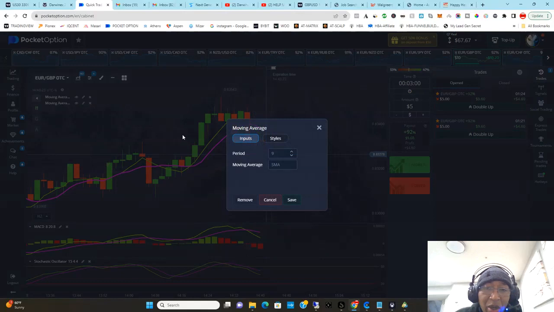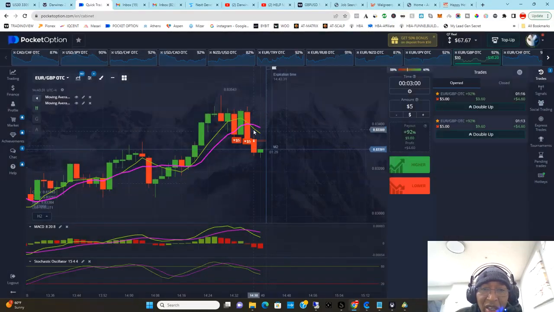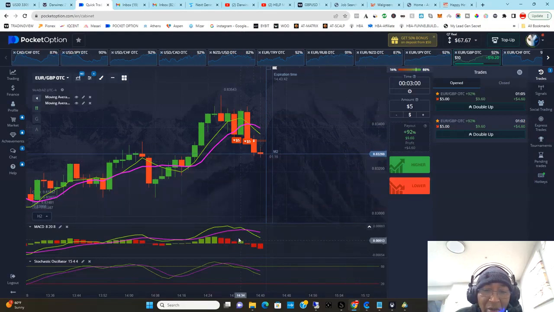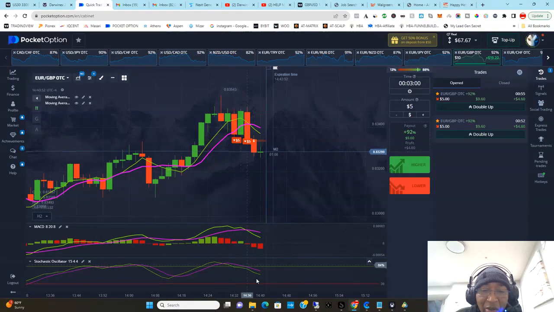And then the second one is 9 SMA. Style is this one, color here is purple, and it's 3 pixels, and you can see it's a thicker line. So when the purple is above the green and facing down, you know that's a downward trend, so you're going to push the sell. But at the same time, you have to make sure the MACD lines are also facing down, and the stochastic is also in the overbought position and facing down.